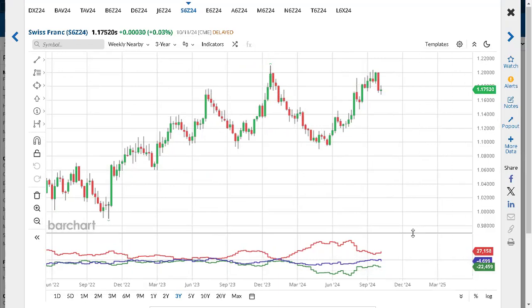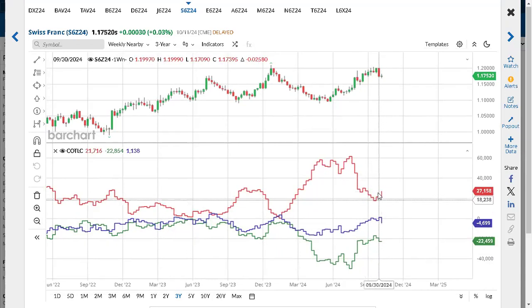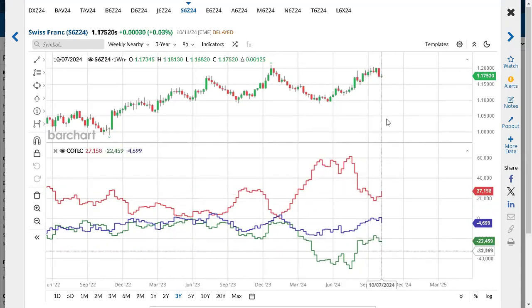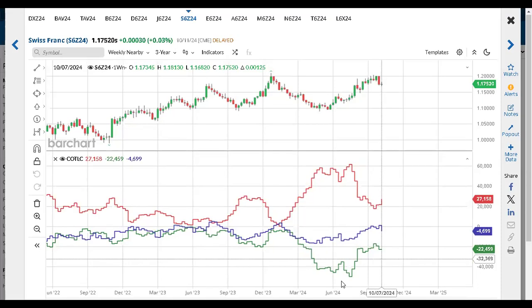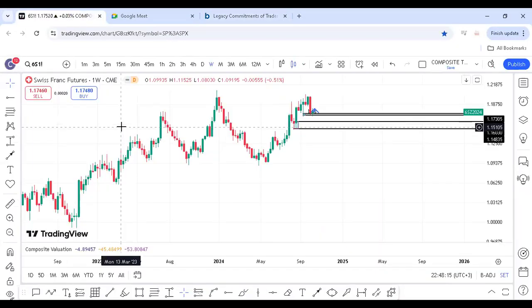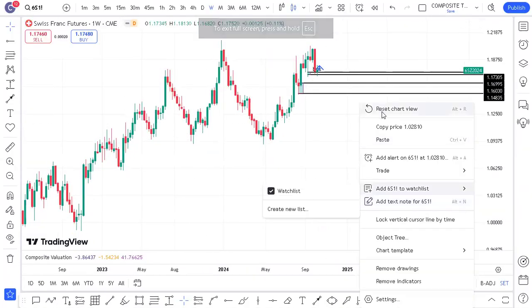Now let's see the behavior from here. These are retailers, commercials are trying to buy, and if you want to know that retailers are wrong, they start selling because they were chasing the trend. So by just seeing that, I can know that I should expect a bullish move. So when I go to the CHF, I need to find technically now a good point of interest.